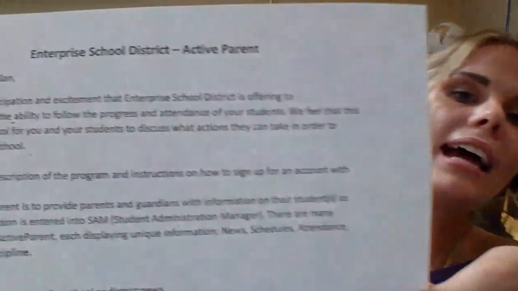Now, let's see. I made a list so I don't forget anything. Okay. You should have gotten instructions for Active Parent. If you haven't, you need to ask your teacher to send you home another copy. This is how you will check grades and your child's attendance. Right there, Active Parent.